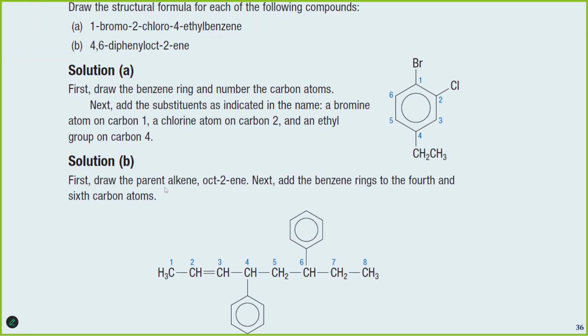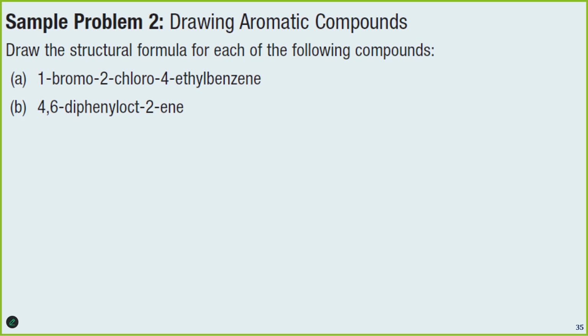Alright, then let's have a look at another sample problem. Draw the structural formula for each of the following compounds. You're given the names of the compounds. A. 1-bromo-2-chloro-4-isobenzene. B. 4,6-diphenyl oct-2-ene. Okay, again, I'll give you some time to have a look at these questions by yourself, and then we'll talk about the solutions together.